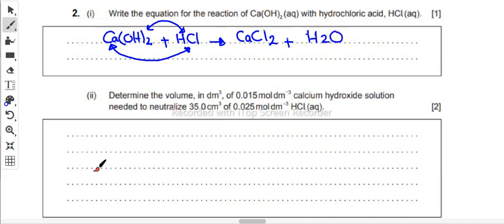Then we're going to balance the chemical equation by multiplying 2 beside the hydrochloric acid to balance the Cl, and another 2 here to balance the hydrogen.